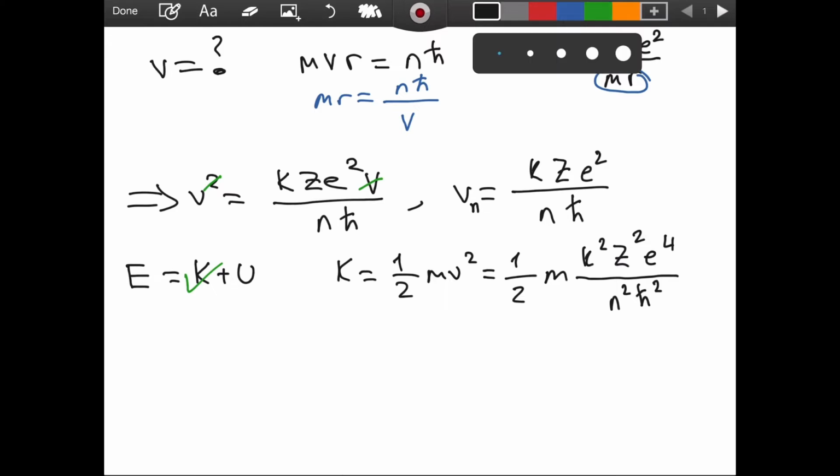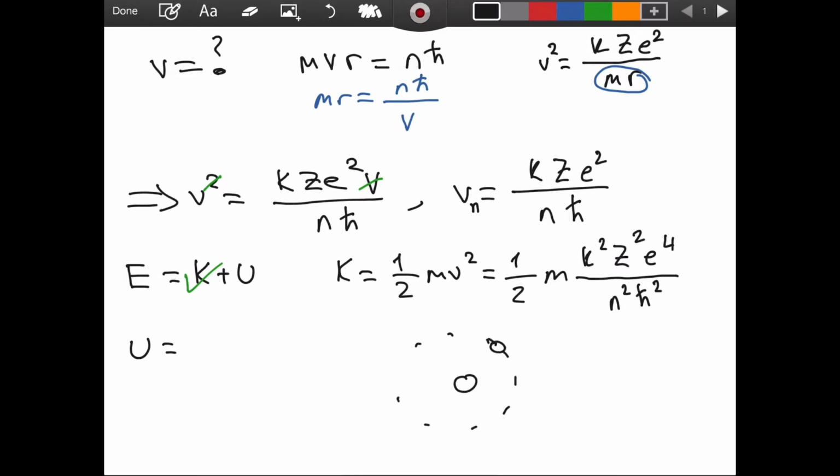What about potential energy? Potential energy in this kind of a case is going to be, since we have a nucleus and an electron orbiting it, we can use the electric potential energy basically, because the only attraction between them is electrical attraction.